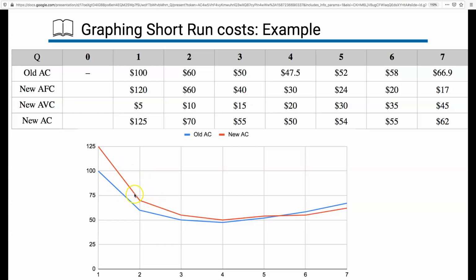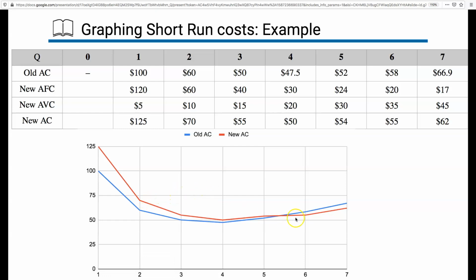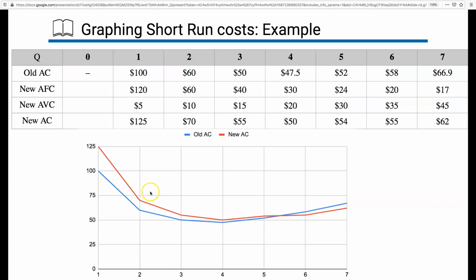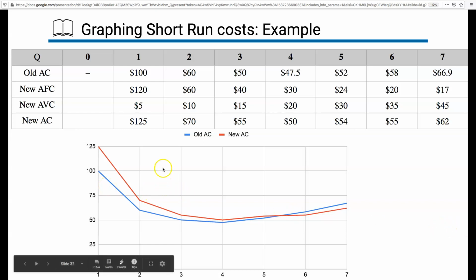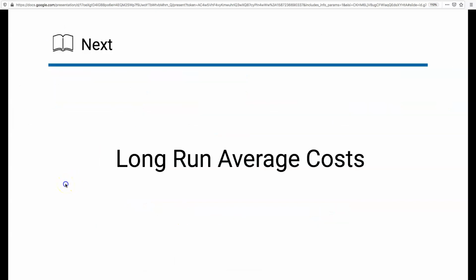So the contribution of higher average fixed cost means higher average total cost at the small levels of output. But the contribution of lower variable cost means lower average cost when the output is high. So effectively, it's like we're taking our old average cost curve and shifting it to the right. At low levels, it's higher; at higher levels, it's lower. This is how it looks.